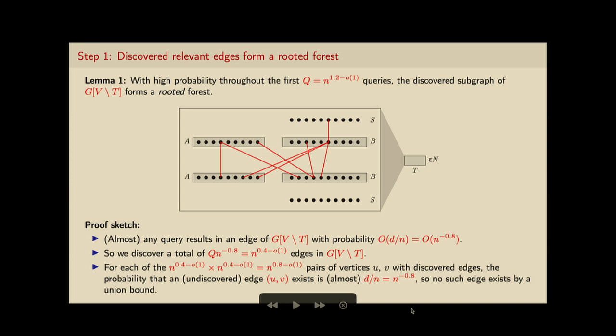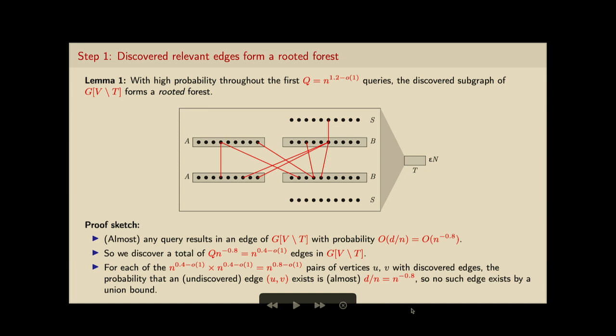Now take any pair of these. This is the total number of edges and also the total number of vertices. Now take any two of these vertices. So there are n to the point 8 of these pairs. And condition on what you've seen so far, condition any set of n to the point 8 vertices, n to the point 8 pairs. Now if the graph is random, the probability that there's an edge between any two of these vertices is d over n. So it's going to be n to the minus 0.8.